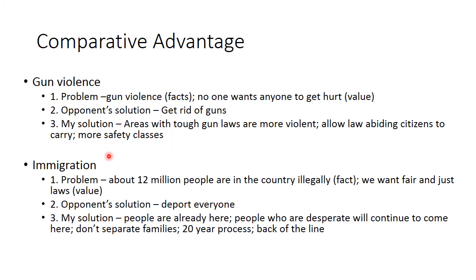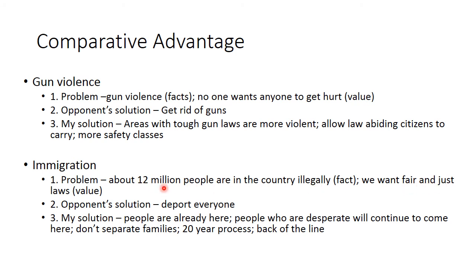All right. On the issue of immigration, I might say, here's the problem. The problem is about 12 million people are in the country illegally, and we want a fair and just system, right? We want fair and just laws. So these are things that everybody says. Now we're going to have different opinions as far as how we define fairness and justice, but we'll get to that in the second two points. But all politicians are going to say we want fair and just laws.